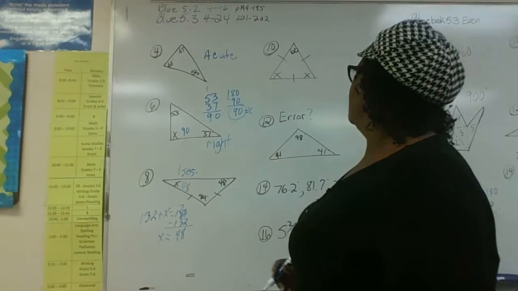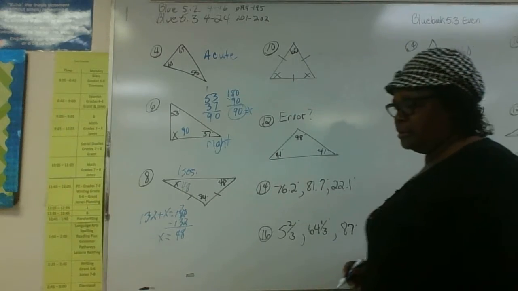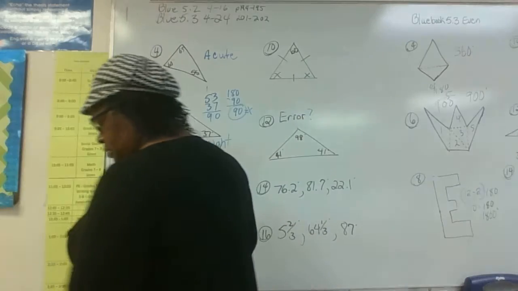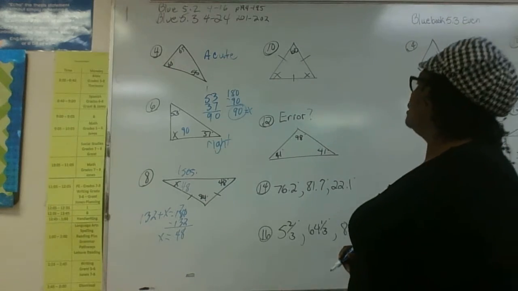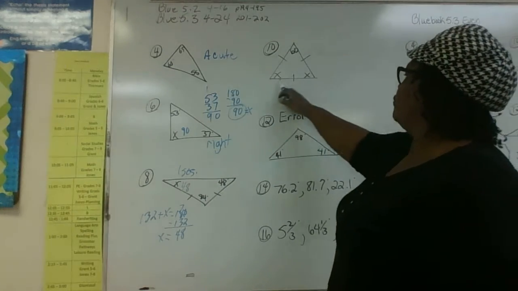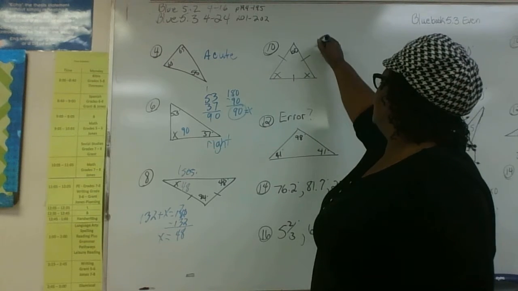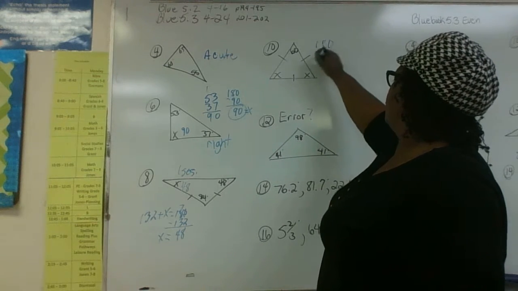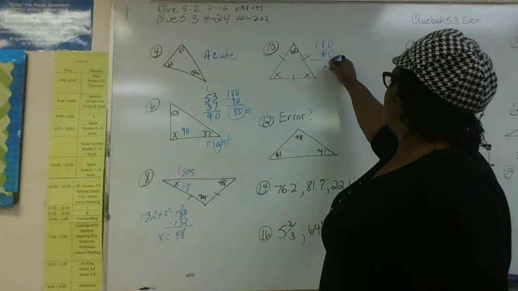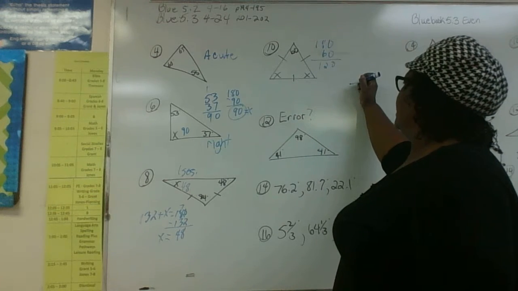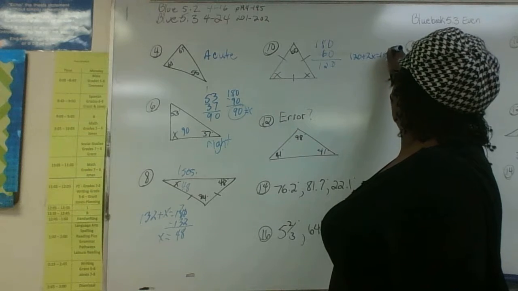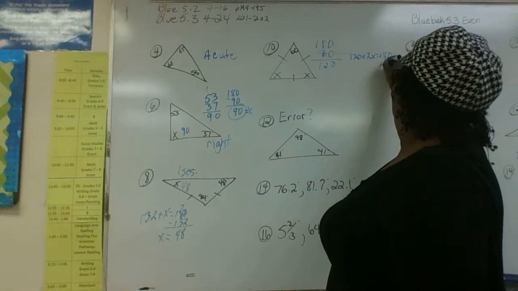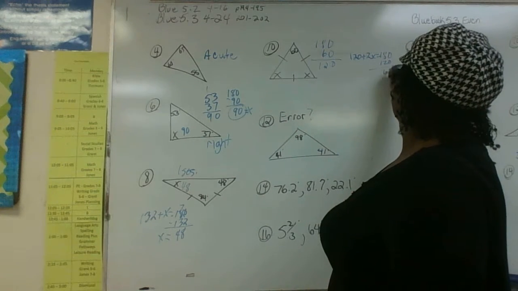Okay? All right, let's look at number 10. The instructions read the same thing: find the missing value and then determine the triangle type. Since these both are the same and this is 60, when we take 60 away from 180, we're left with 120. And we know that 120 plus the 2x should equal 180.